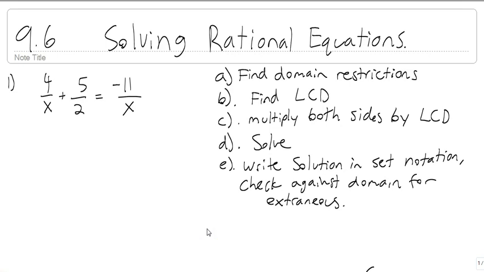Alright, so last video for this chapter. We are now solving rational equations. So there is an equal sign now on all these problems. We actually have to find out what x value is to solve the question. There's a few steps in doing this.